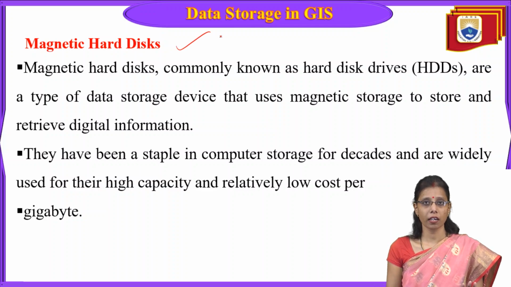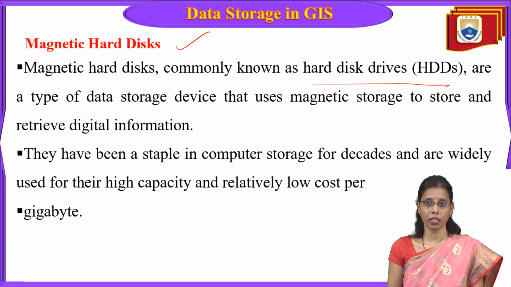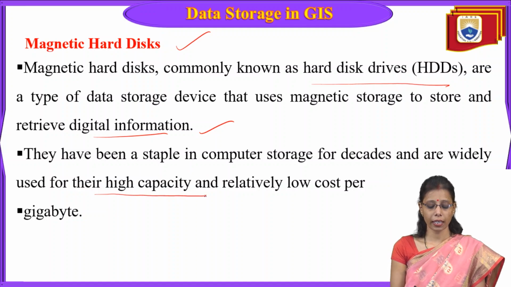When you talk about the magnetic hard disk, commonly known as hard disk drives, HDDs, it is a type of data storage device that uses magnetic storage to store and retrieve digital information. This type of storage device can store the data easily and retrieve the digital information out of it. They have been a staple in computer storage for decades and are widely used for their high capacity and relatively low cost per gigabyte.